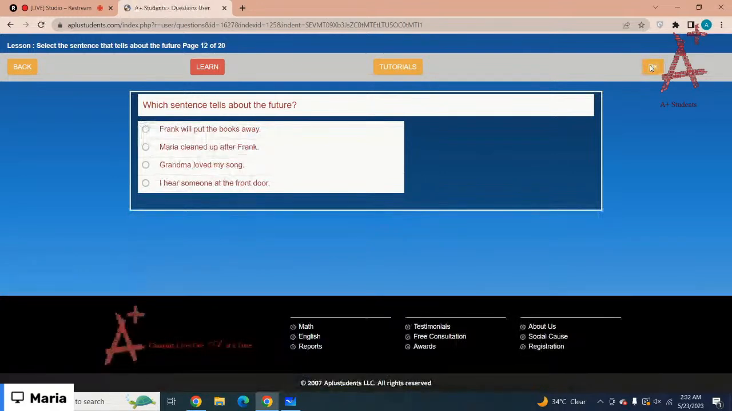Which sentence tells about the future? Frank will put the books away. Maria cleared up after Frank. Grandma loved my song. I hear someone at the front door. So, which is the correct option? That would be option number 1. Frank will put the books away.